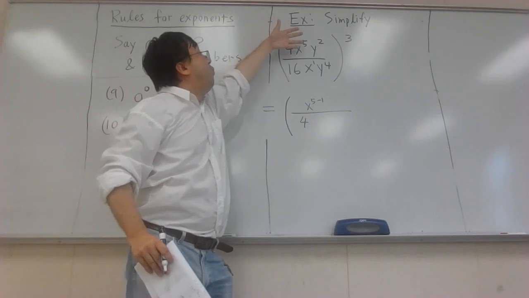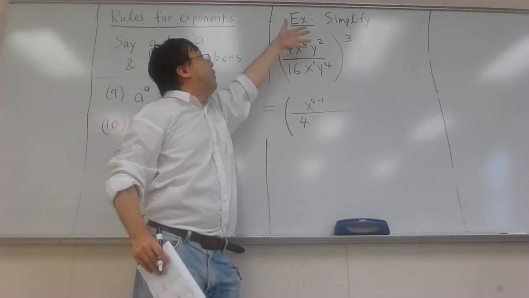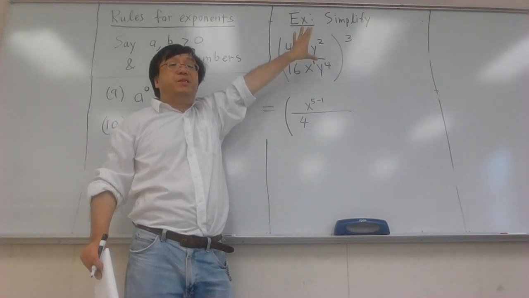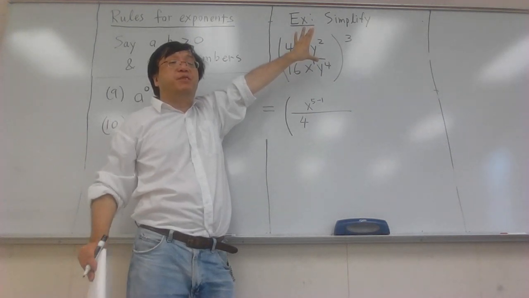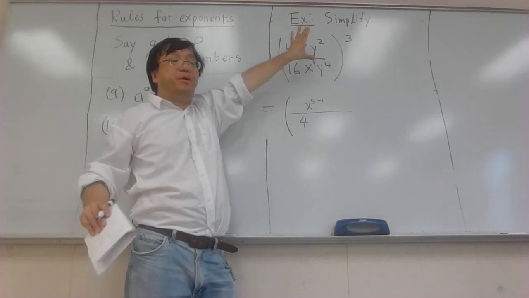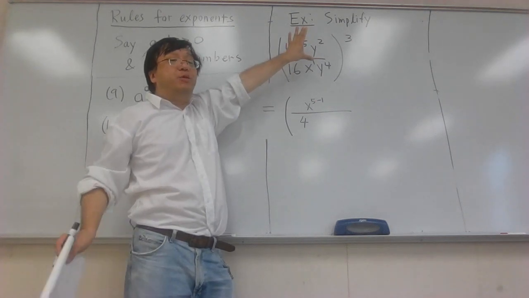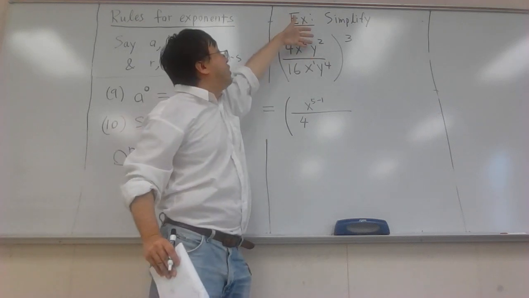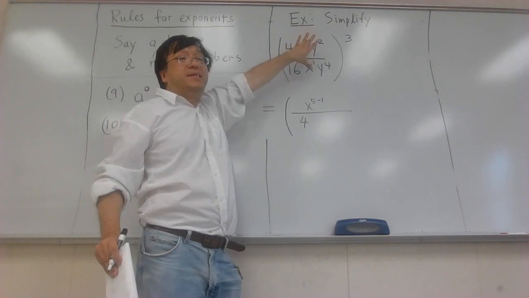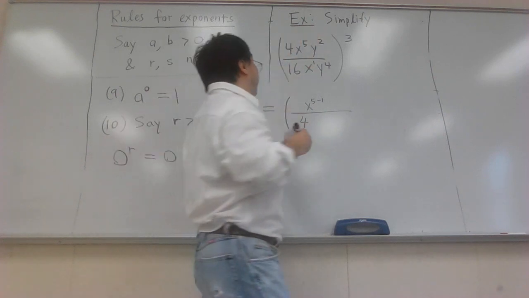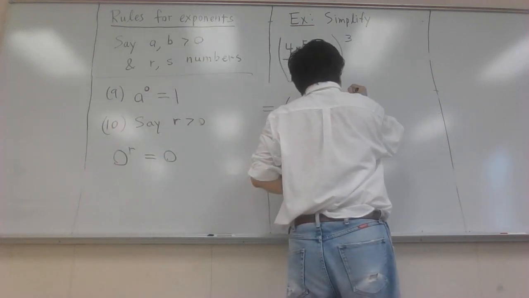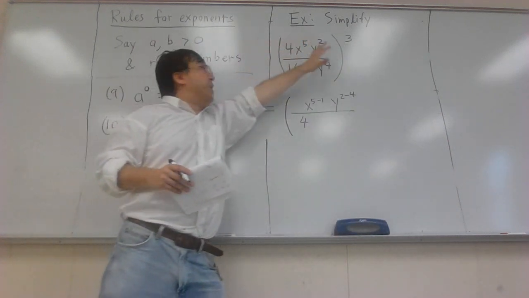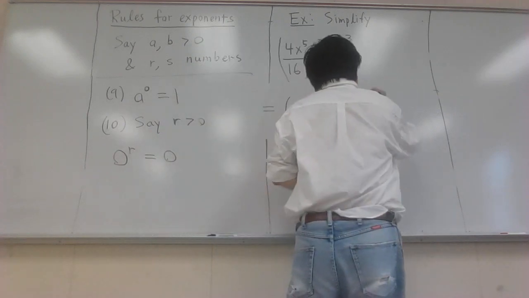Next we have y to the power of 2 divided by y to the 4th. Again, that's dividing 2 exponents of the same base, y, and the same rule says that if you divide 2 exponents of the same base, that's the same as subtracting the powers. So y squared divided by y to the 4th is y to the power of 2 minus 4. And don't forget to take the whole thing to the power of 3.